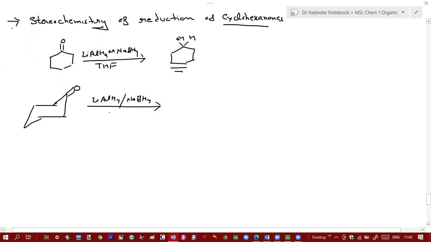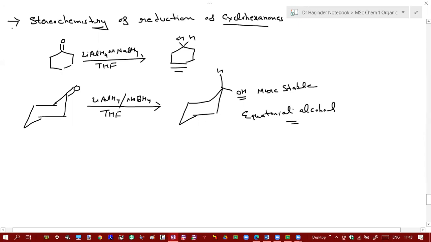OH, equatorial or axial. But since there's no other factor involved here, no torsional or steric factor, in simple cyclohexanone, which alcohol will you get as the major product? Equatorial alcohol, because as I told you, the equatorial position is a more stable position because steric interactions are minimum. So in the absence of any other steric or torsional factor, equatorial alcohol is formed as the major product.